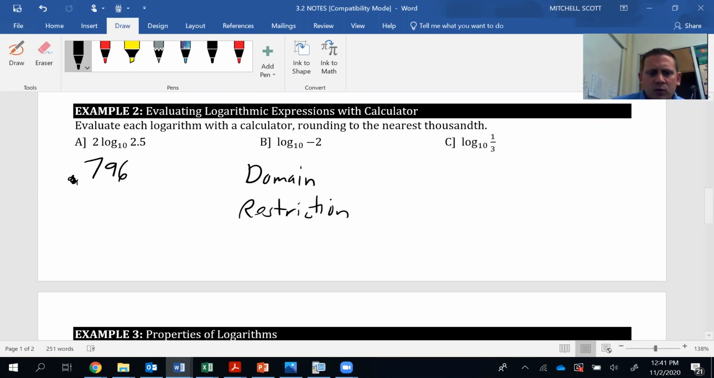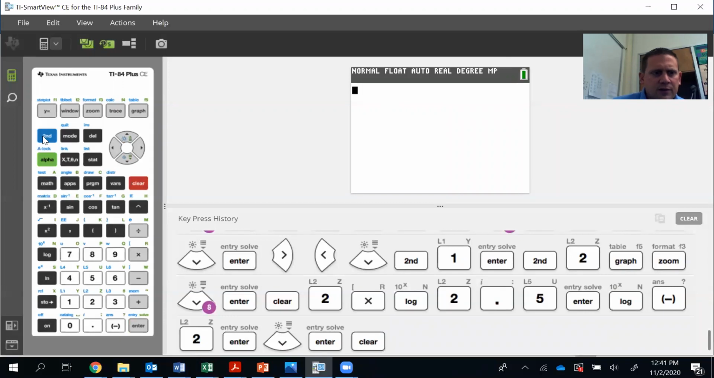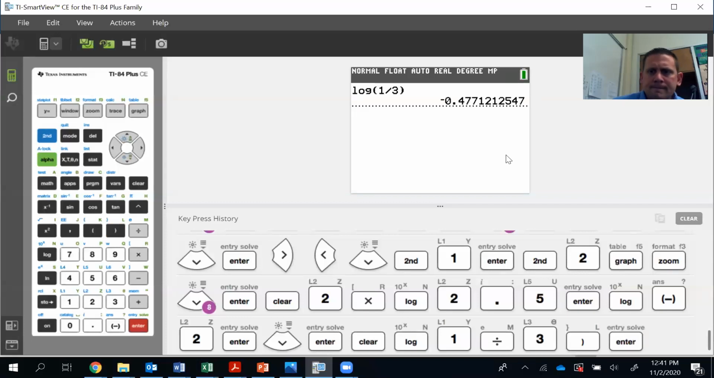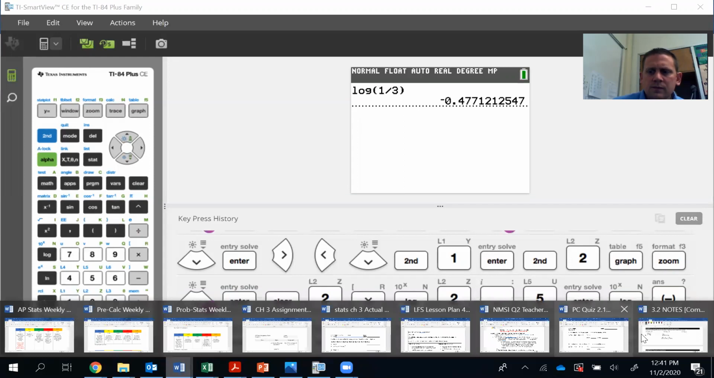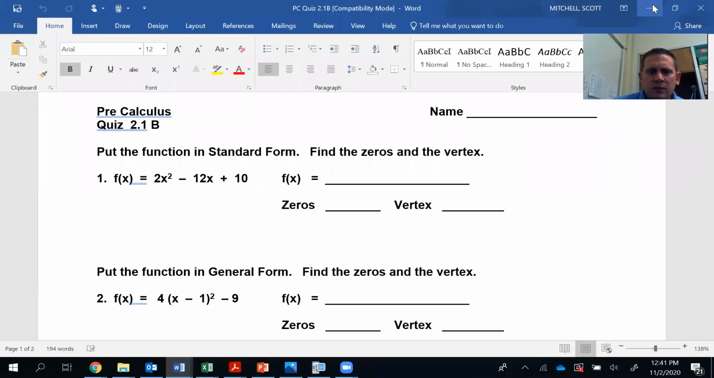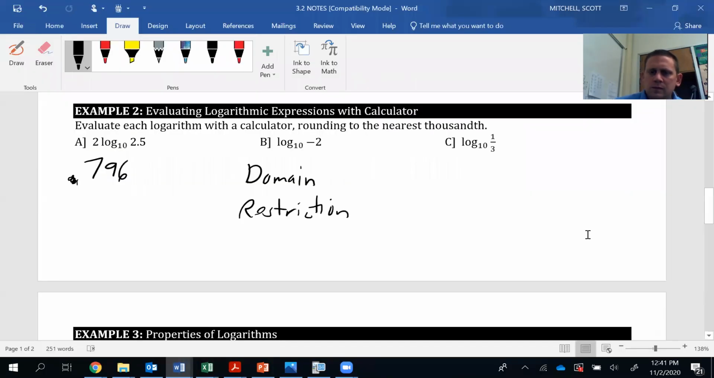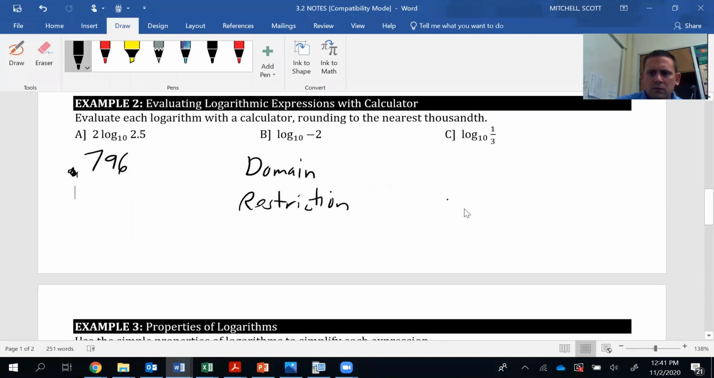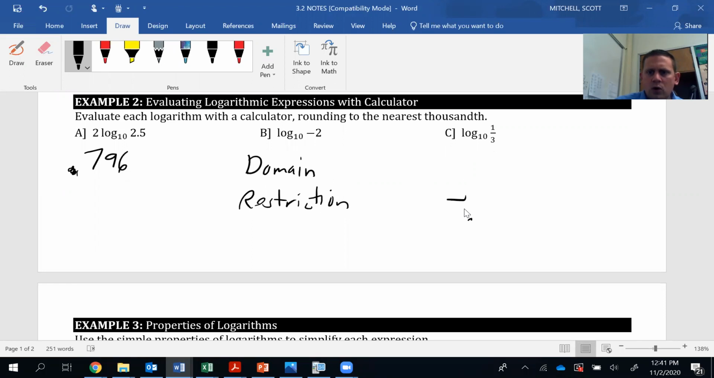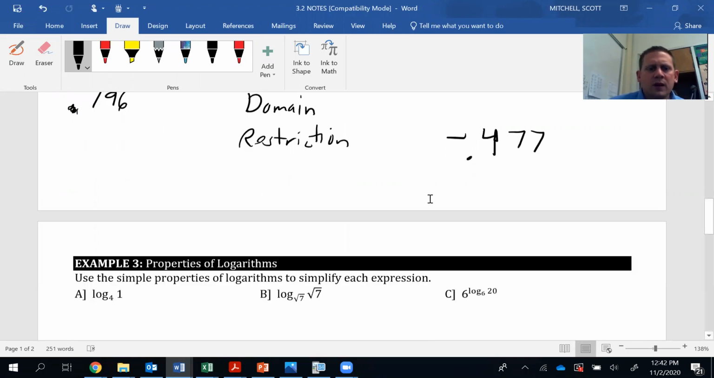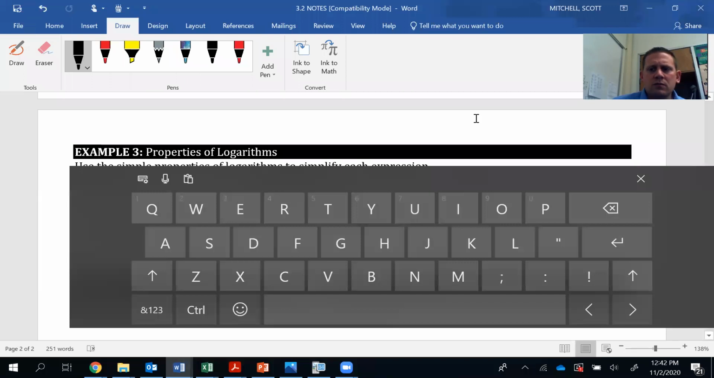And then we have log base 10 of 1/3. Let's go back to the calculator. So log of 1 divided by 3. -0.477. Having some issues there. There we go. Okay, all right, example 3.